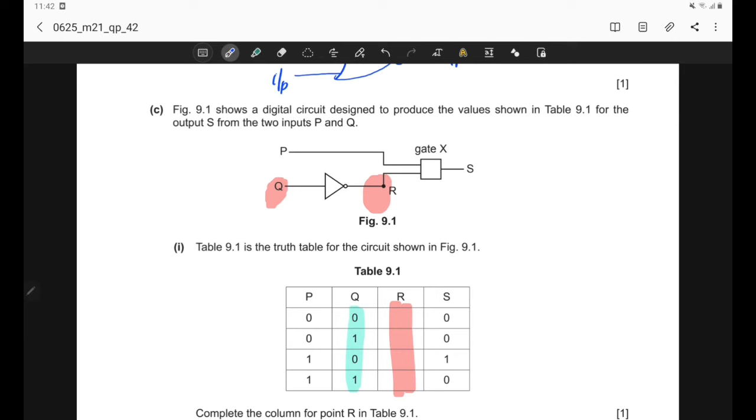So let's see, when Q is 0, the output we are going to get at R will be the NOT of 0, that will be 1. See, a NOT gate will give you the opposite value. So when Q is 0 we will get 1 as output. When Q is 1 we will get 0 at R. When Q is 0 we will get 1 at R. When Q is 1 we will get 0 at R, as it's a NOT gate.